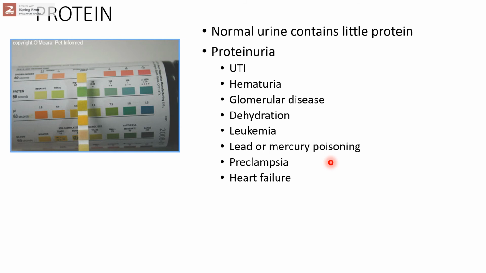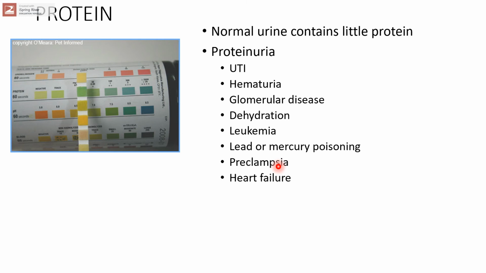So preeclampsia is the event before eclampsia, right? Pre means before, right? So preeclampsia is the condition before eclampsia. Now, eclampsia is a severe complication in pregnant women. It's really, really rare, but it can cause seizures during pregnancy, and it can be fatal to the mother and the baby.